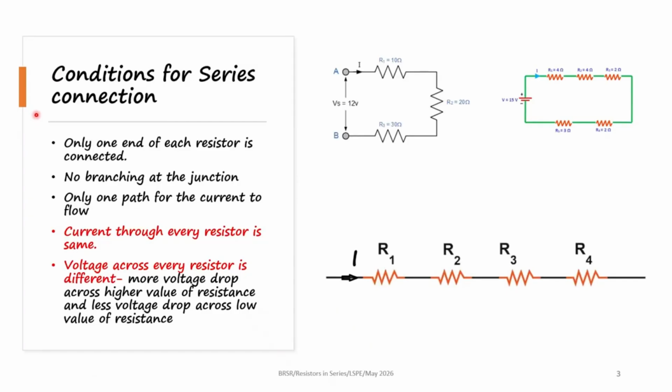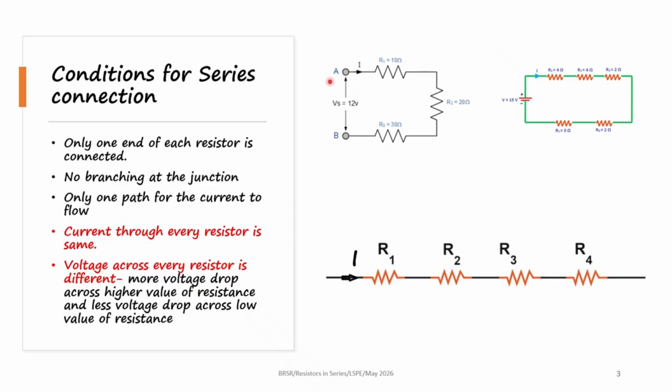There are certain conditions using which we can say whether the resistors are connected in series or not. The conditions are that only one end of each resistor is connected to one end of the other resistor, and there should not be any branching here. You can see here the resistors R1, a 10 ohm and a 20 ohm resistor are connected in series, and this 20 ohm and 30 ohm resistors are connected in series. They are called a series connection because at the junction there is no branching at all.